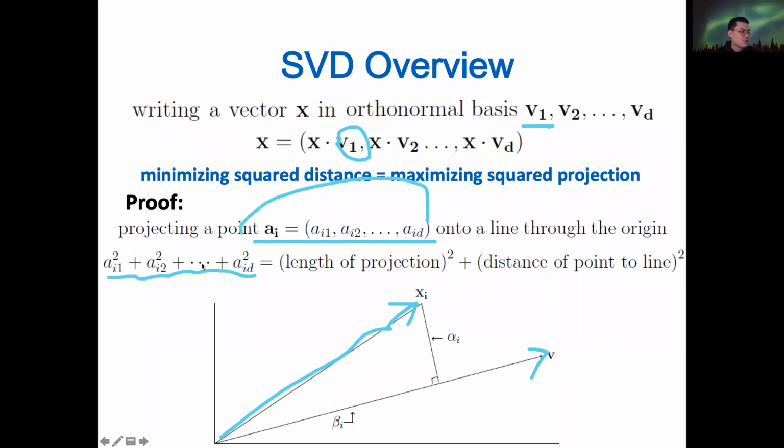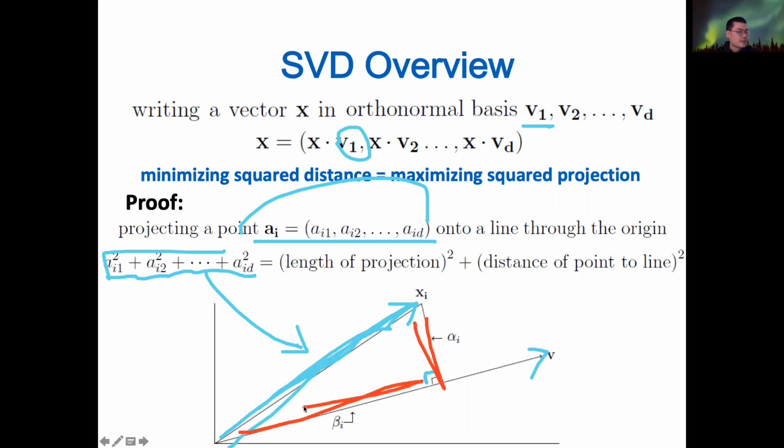You should know this from 2-dimensional and 3-dimensional space: a squared plus b squared equals c squared. The vector length is the square root of this, so this length squared should be equal to this length squared plus this length squared. So this is a constant. These two added together give a constant, which is determined by your data.